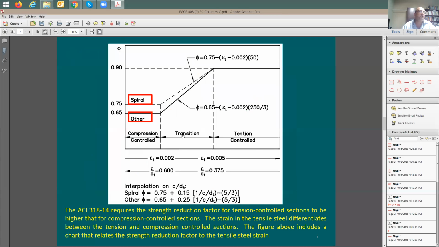Also, we discussed this issue of the phi factor. We said that the code recognizes this issue. So when you go to the code, it doesn't say because you have more confinement, but instead they give you a different phi factor when you have a spiral column versus tied column. When you have columns, it's going to be mainly compression control, which means we're going to be in this region here. So phi factor for tied columns is going to be 0.65, for spiral columns is going to be 0.75.